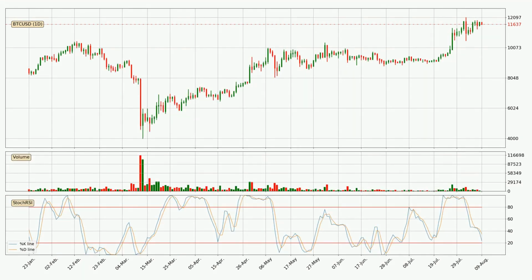Looking at the daily stochastic RSI, there are no signs of the stochastic RSI being oversold or overbought at this time, but we can see that the trend is currently going down because the K line is below the D line.